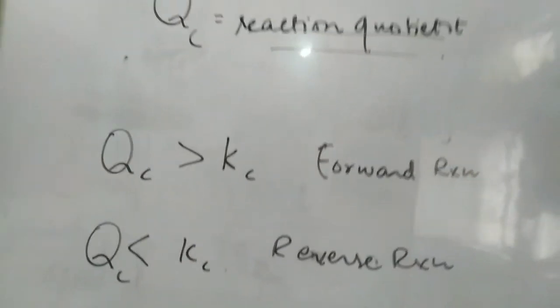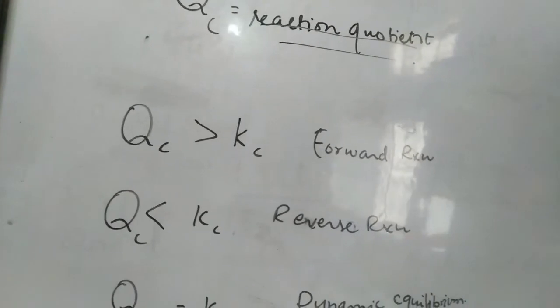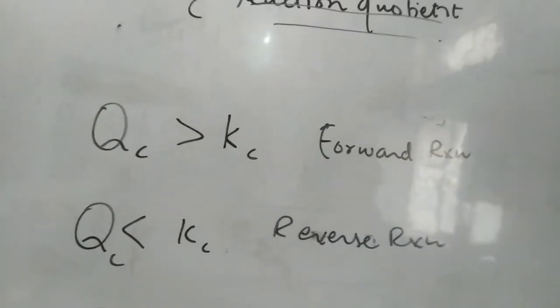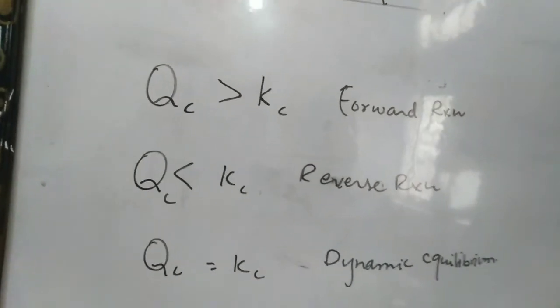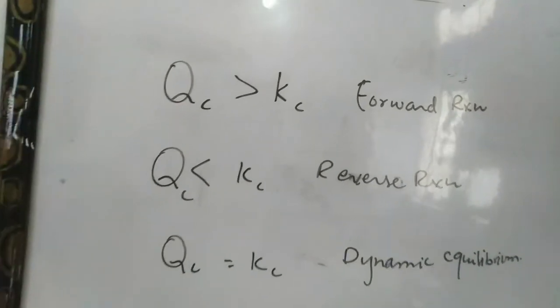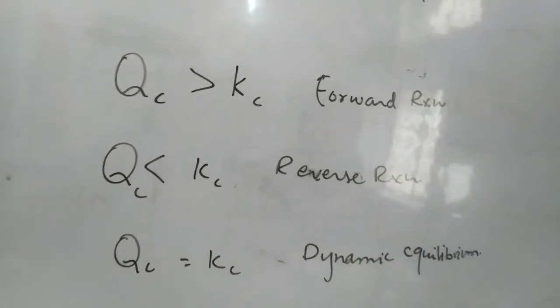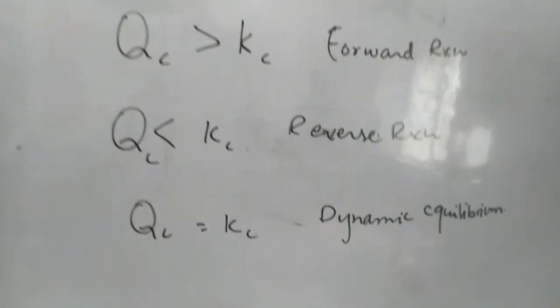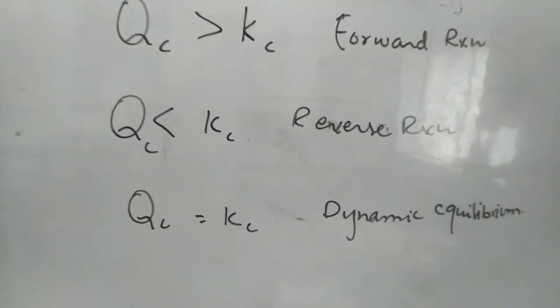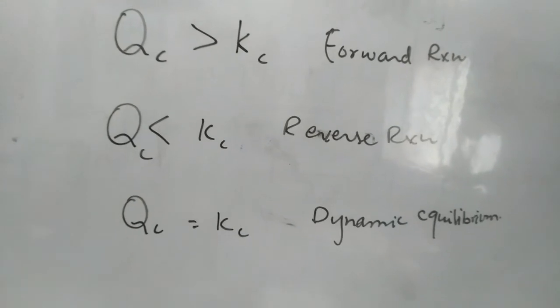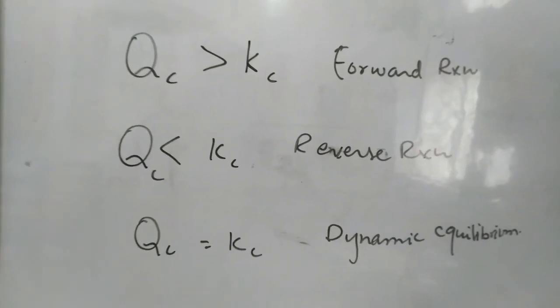If the reaction quotient value is more than Kc, the equilibrium constant, then the direction of the reaction will be forward. If the reaction quotient value Qc is less than Kc, then your reaction will be reversed. And if the Qc is equal to the Kc, then the reaction is in dynamic equilibrium. This is the importance of the Qc, and the other one is to predict the extent of the reaction.